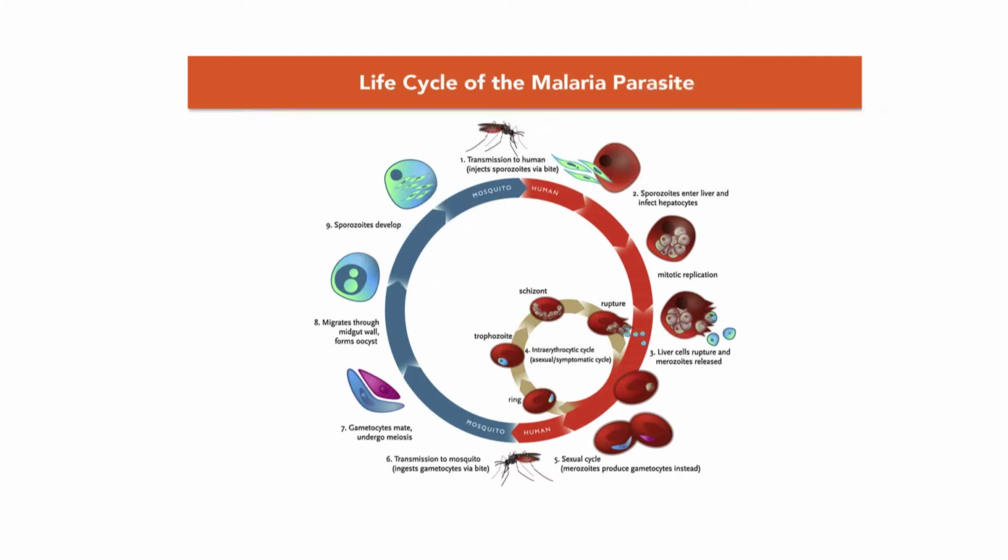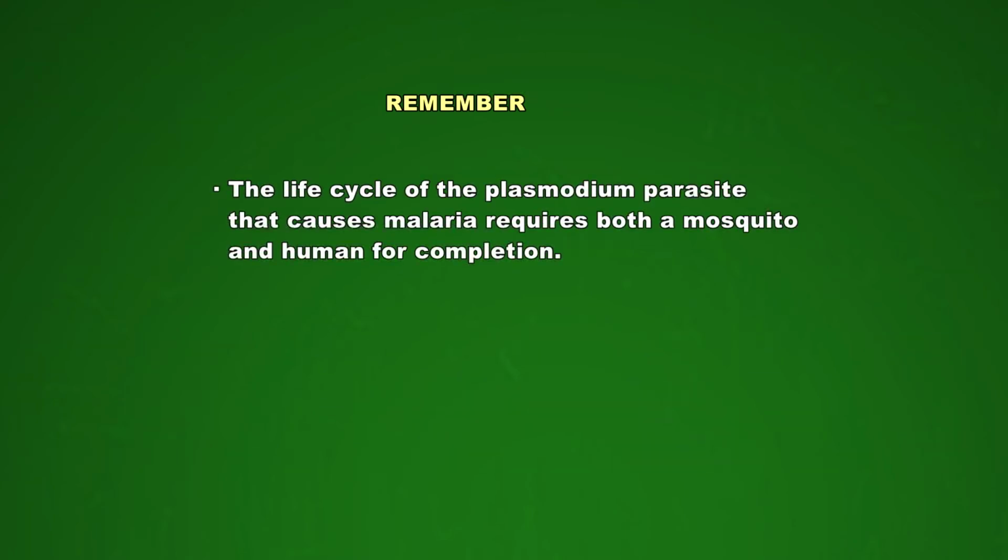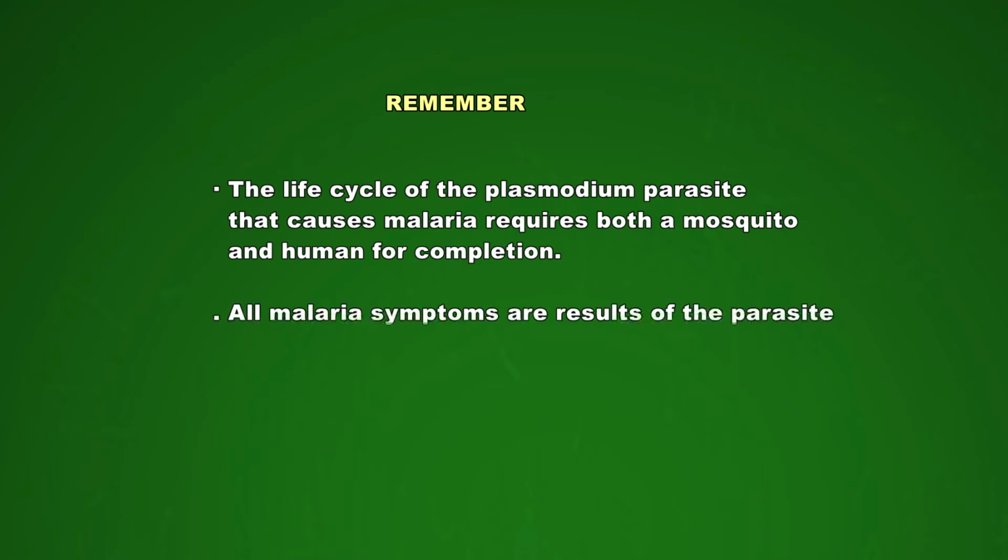I hope you have learned a lot from the image and the explanation given. Remember, the first key point to remember is that the life cycle of Plasmodium parasite that causes malaria requires both a mosquito and human for completion. The second point to remember, which leads into the next section, is that all malaria symptoms are results of the parasite causing a massive rupture of red blood cells.